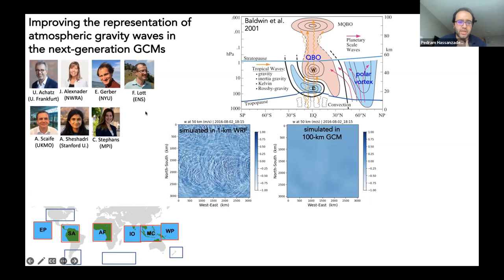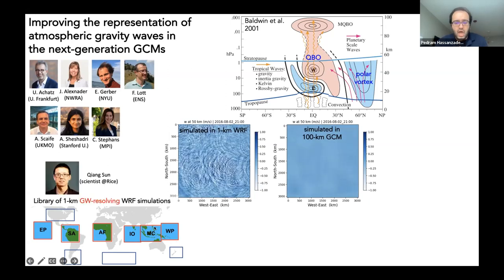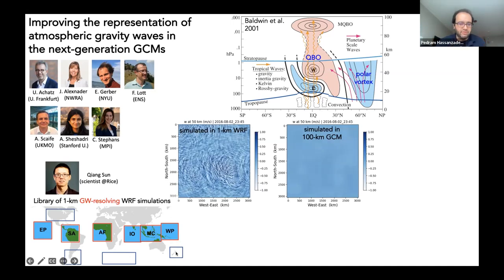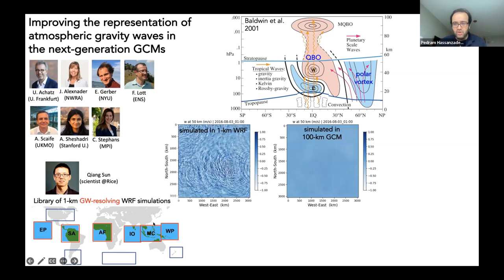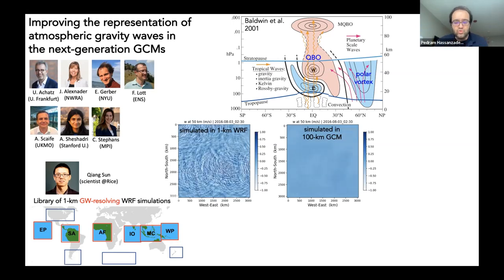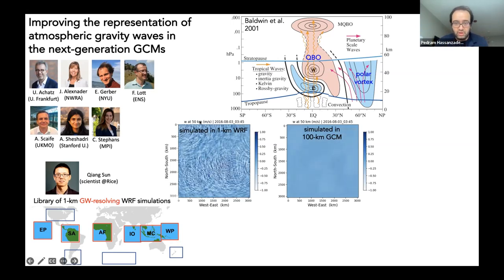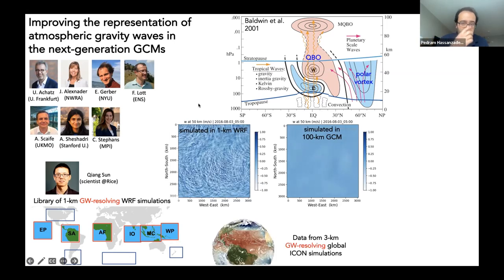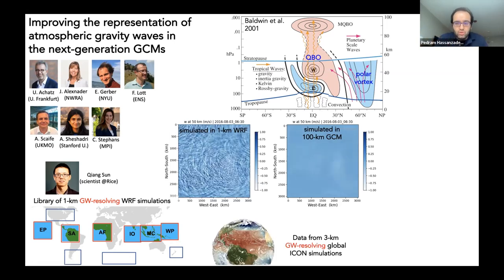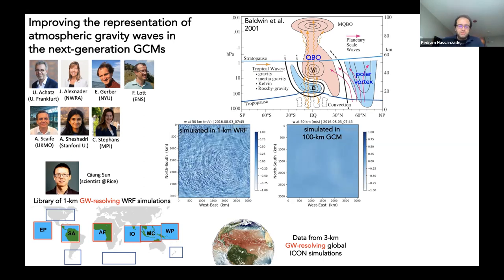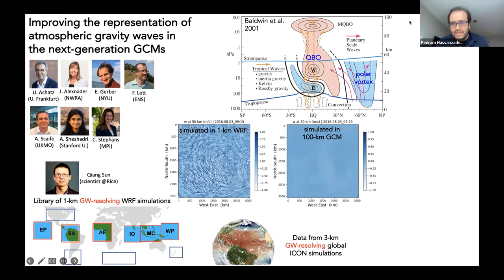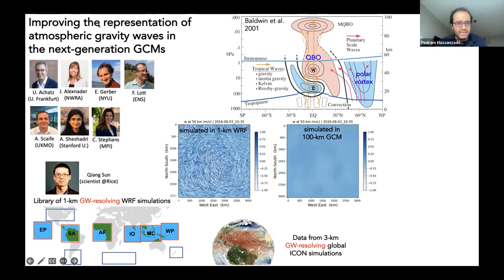But in my group, something that Chiang, who is actually here, has been doing is to build a library of these high resolution WRF simulations, different slices in time, different regions, to get data that we are going to later use to basically develop parameterizations. Claudia's group in MPI has been doing global 3 kilometer resolution simulations. And then these are still models, so they need validation.